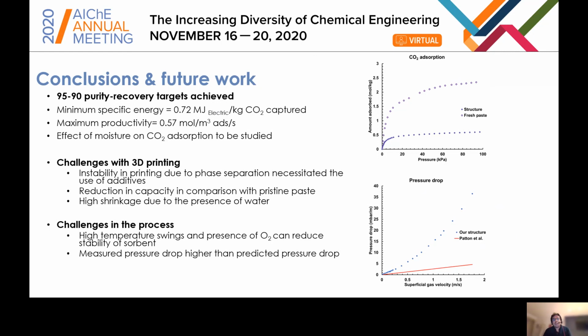And we have also not considered the presence of oxygen in the flue gas. We are talking about a supported amine sorbent here. These adsorbents have high heats of adsorption. And if the column sees a temperature of around 110 degrees, and if there is oxygen, then it can potentially degrade the sorbent with repeated use. The other thing that we noticed was that when we measured the pressure drop across the structure, it was higher than what was predicted by the correlations.